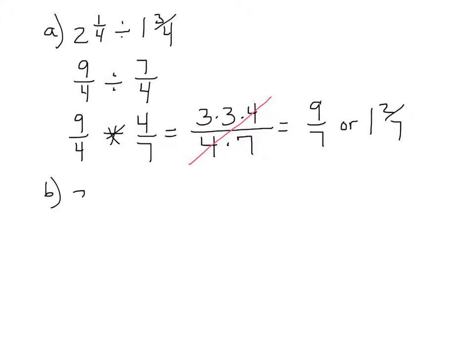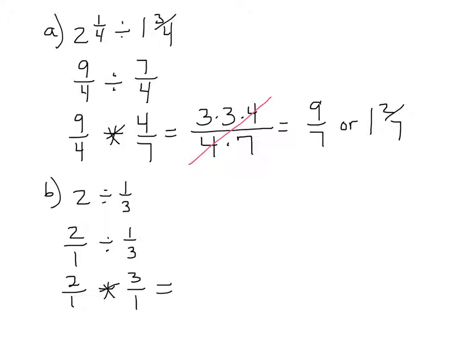Next, 2 divided by 1/3. Okay, I'll write 2 as 2 over 1 divided by 1/3. Now I'll use my division rules. Keep the first fraction. Strangely enough, you change the division to multiplication. And even stranger, you take this second fraction and you flip it. It's called the reciprocal.